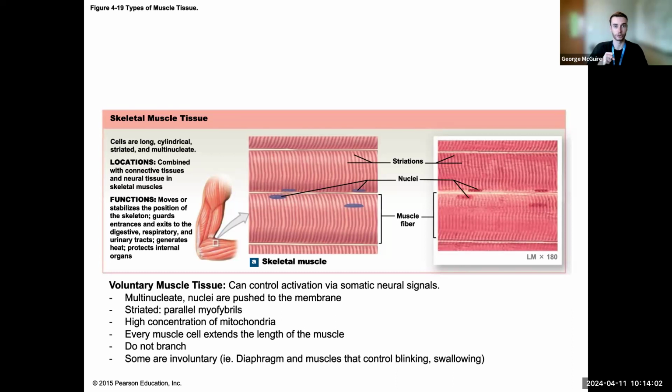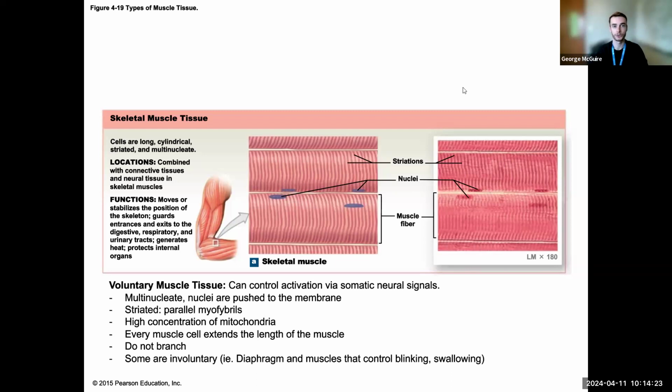I can constrict or relax my diaphragm to force out a breath or breathe in deeper. I can force my eyes to blink shut. And I can force myself to swallow, but those are also happening automatically, involuntarily. So all skeletal muscle has some sort of somatic control to it. You can think and control it consciously.